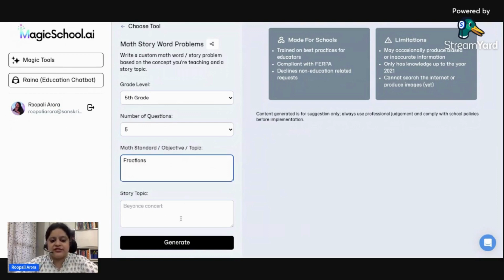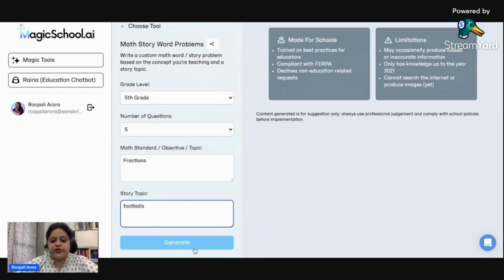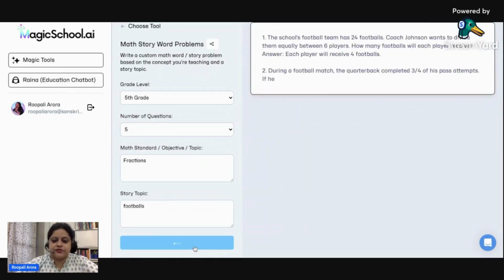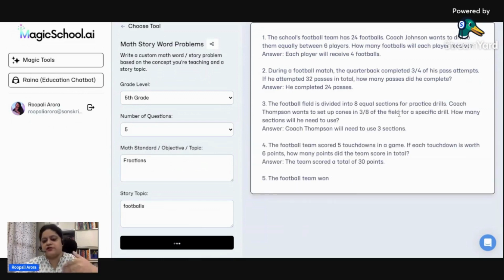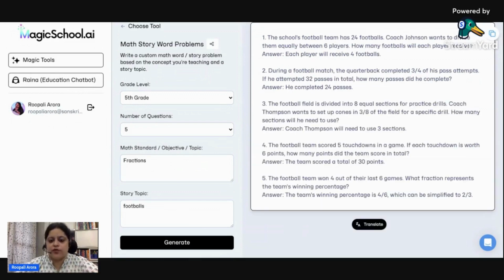While teaching fractions, now the story topic, basically I'm creating problems which are based on some kind of interesting element. Suppose I'm teaching fractions, but I want to use the story problem in the form of, say, footballs. I do that and I click generate. So I will get 5 questions which are in the word problem containing footballs.